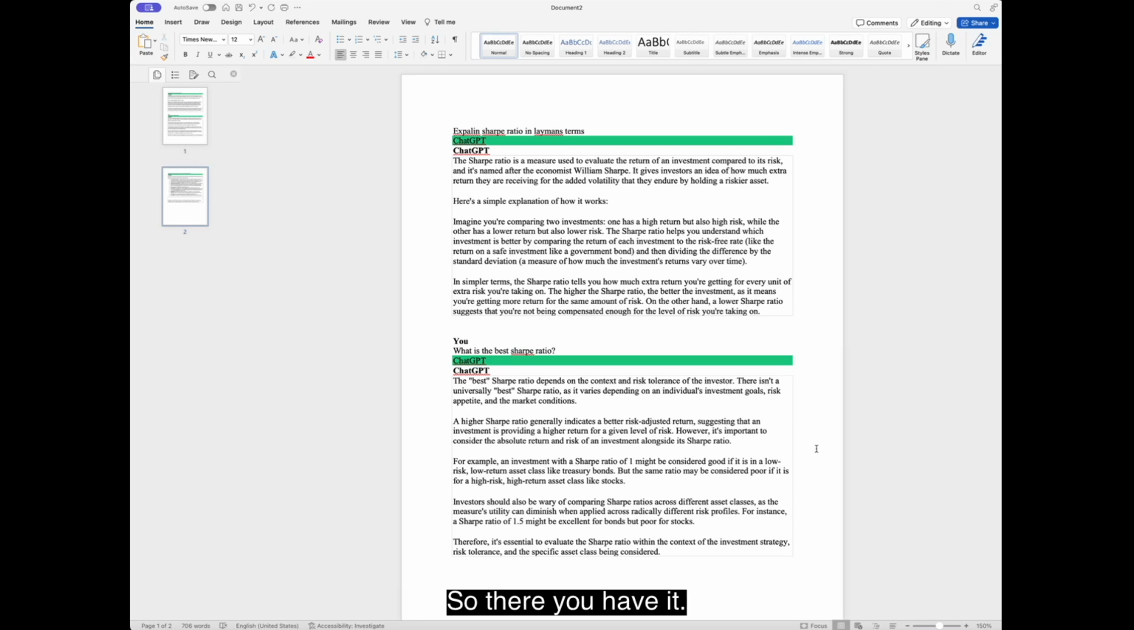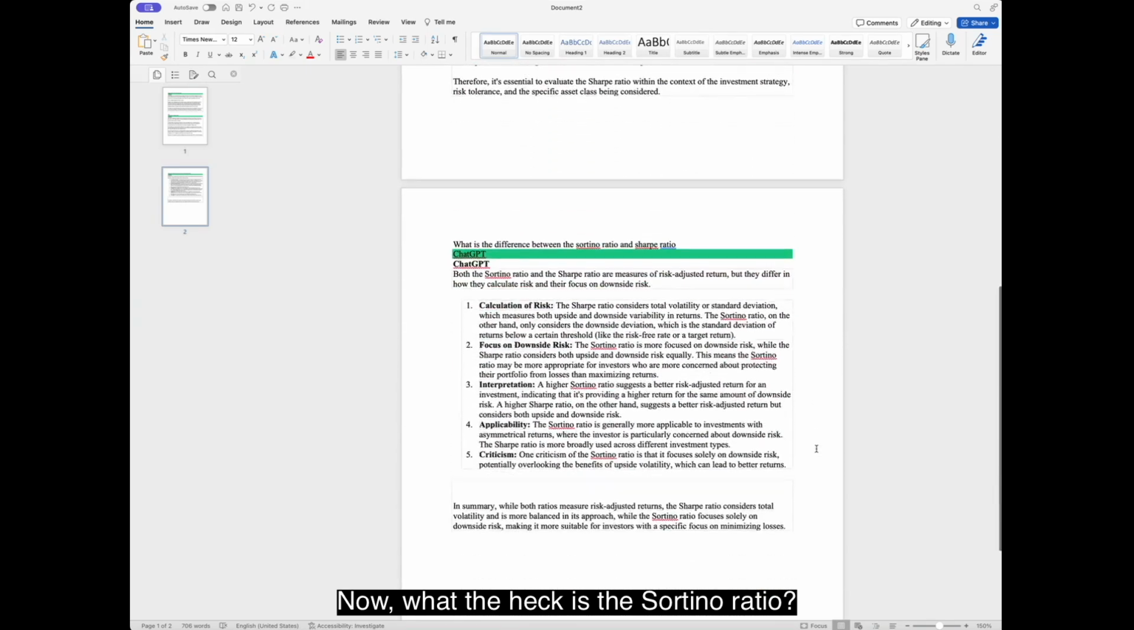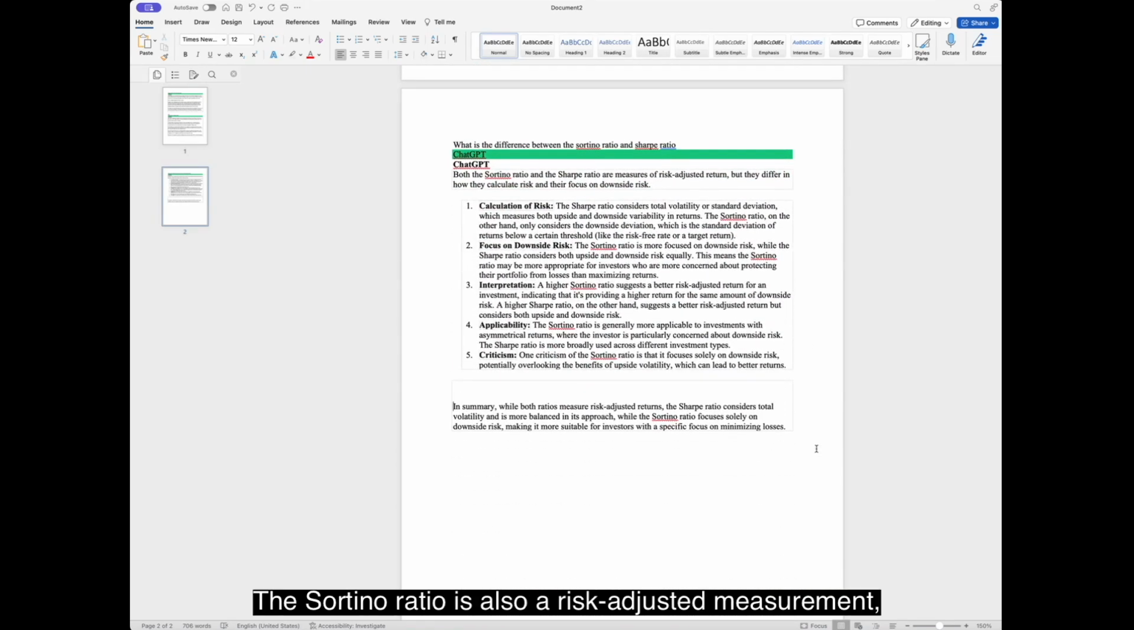So there you have it. A higher Sharpe ratio is good. Now, what the heck is the Sortino ratio? The Sortino ratio is also a risk adjusted measurement. But the main difference between the Sharpe ratio and the Sortino ratio is that it is more worried about the downside. The Sortino ratio is focused on how much pain you're going to suffer for taking additional risk.